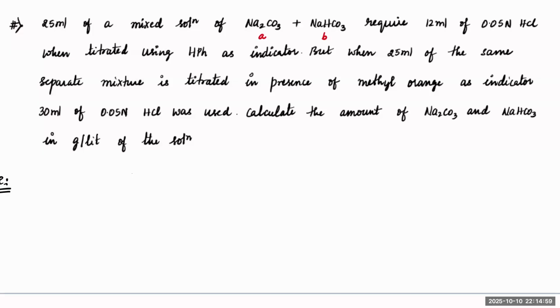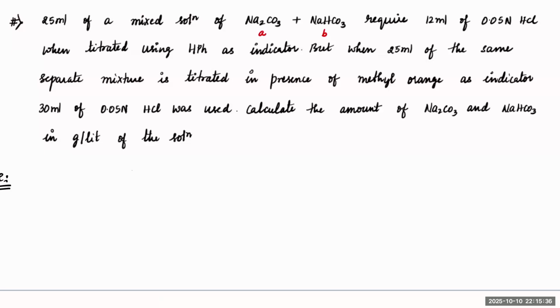Right. See, as per the question, we have 25 ml of a mixed solution of Na2CO3 and NaHCO3 requiring 12 ml of 0.05 normal HCl when titrated using phenolphthalein as indicator. But when 25 ml of the same mixture is titrated with methyl orange, we require 30 ml of 0.05 normal HCl. Calculate the amount of Na2CO3 and NaHCO3 in gram per liter. That is, in a liter, how many grams of Na2CO3 and how many grams of NaHCO3 are there.